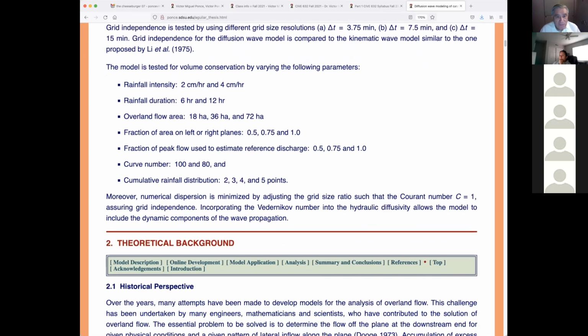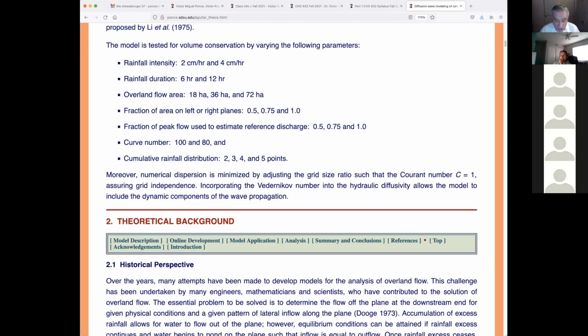So the model is tested for volume conservation, and we're going to choose the various parameters of the problem: rainfall intensity, rainfall duration, overland flow area. We're trying to get some numbers in here that will have a nice output, because we want to analyze the output and it has to be nice, meaning whole numbers. Fraction of area on the left plane, fraction of peak flow used to estimate reference discharge. This is not a variable parameter, it's a constant parameter. So you need a reference discharge.